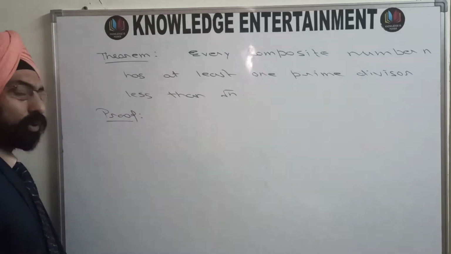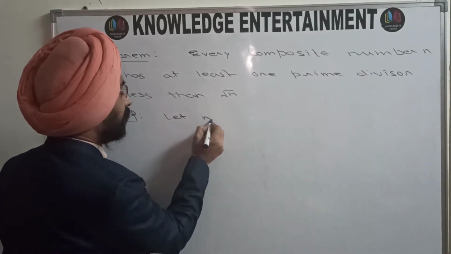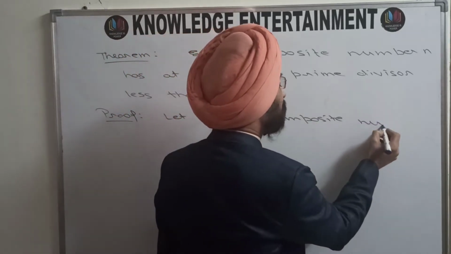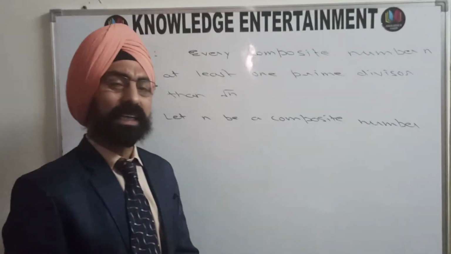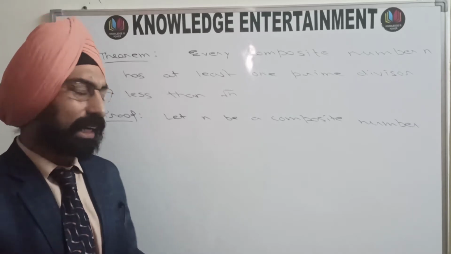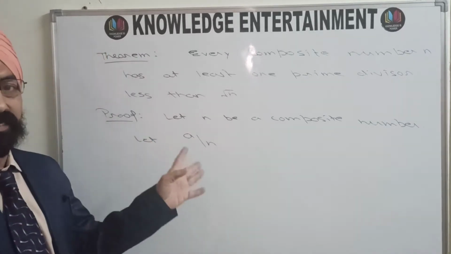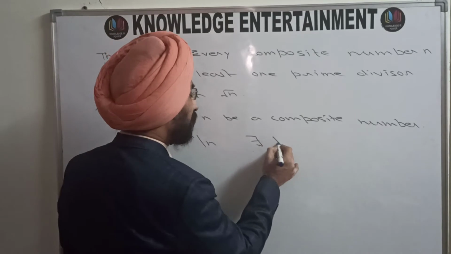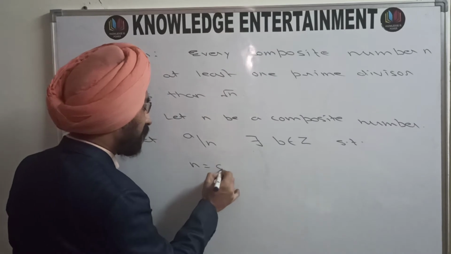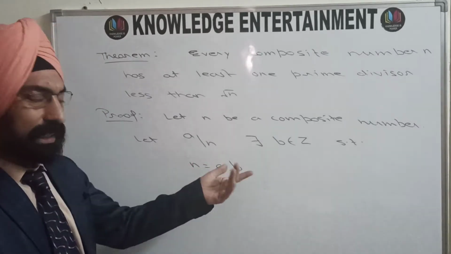What are composite numbers? Composite numbers are those which are not prime. So let n be a composite number. Now since n is a composite number, definitely it will have some divisor other than 1 and the number itself. So let a divide n. Then there will be some other integer b such that n can be written as a times b, by the definition of divisibility.